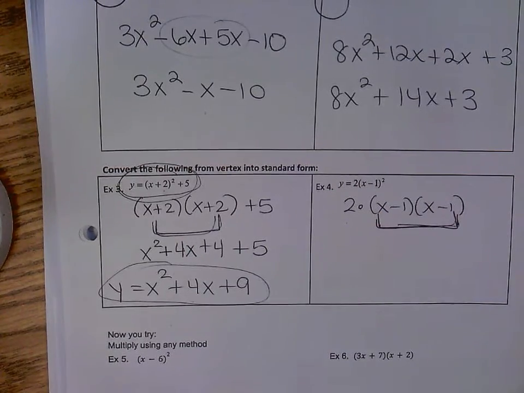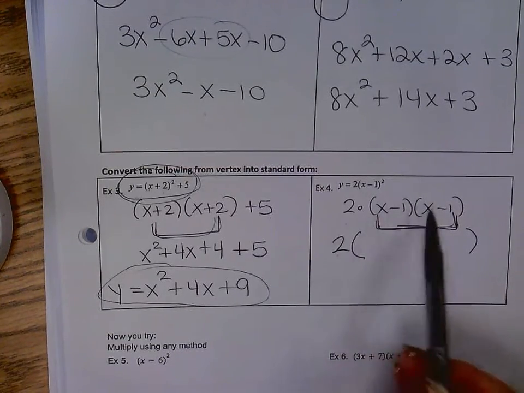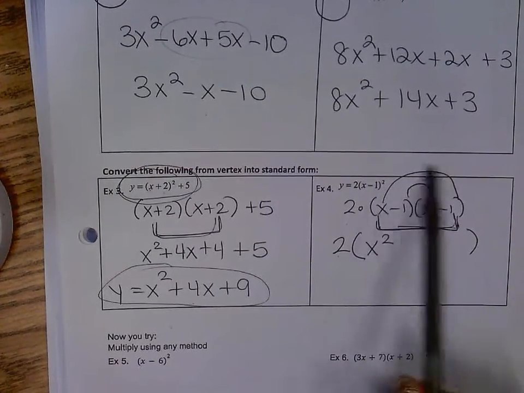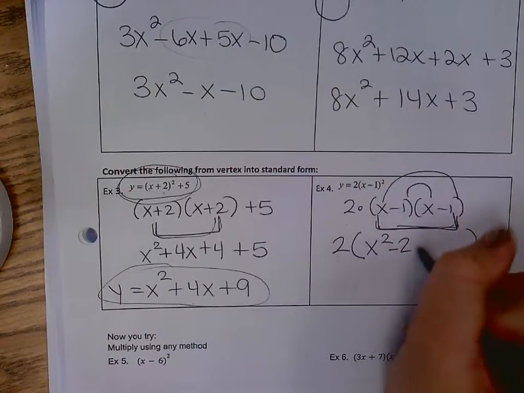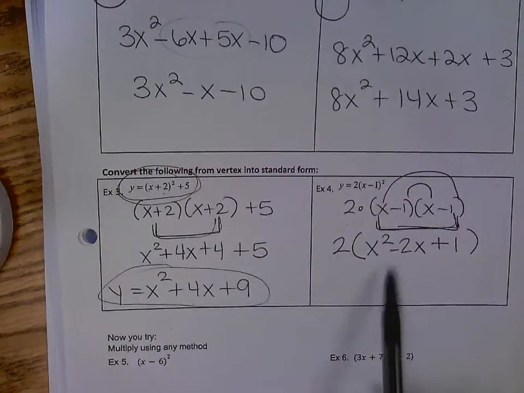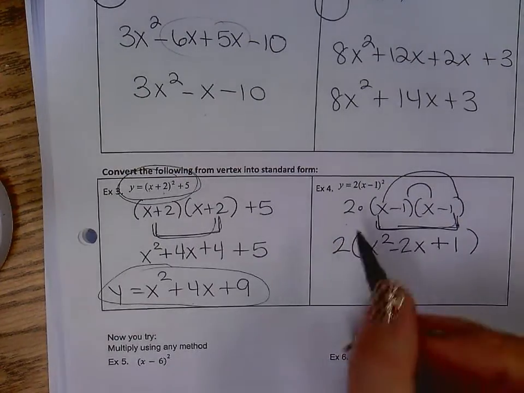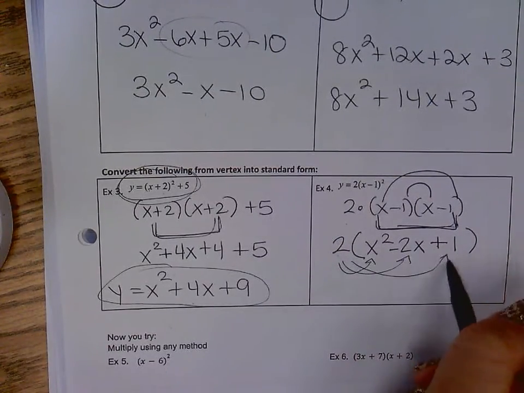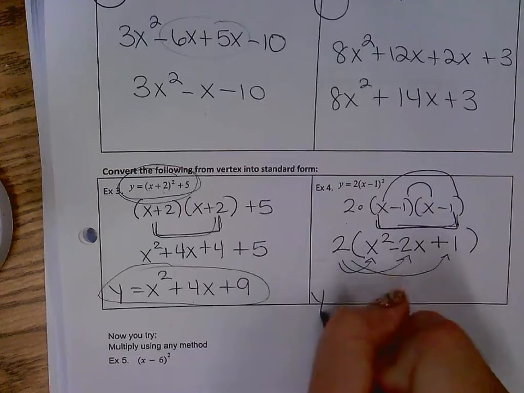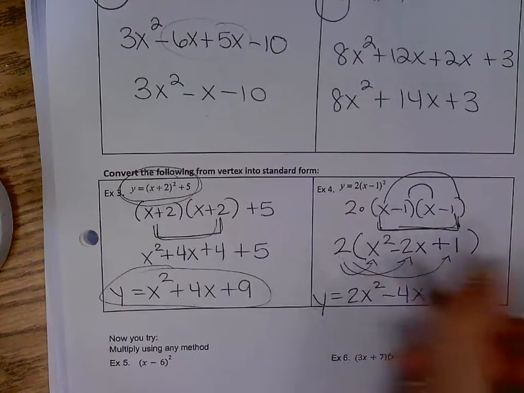For the other one, you're going to save the 2 till the very, very end. So you're going to do your x squared. And then if I do my outer plus my inner in one step, I'll have negative 1x, negative 1x is negative 2x. Negative 1 times negative 1 is positive 1. So this is my trinomial. Because the 2's on the outside, I need to do the distributive property to every single thing in the parentheses. So I'm going to double the entire parenthesis. Yep, so 2x squared minus 4x and then plus 2.